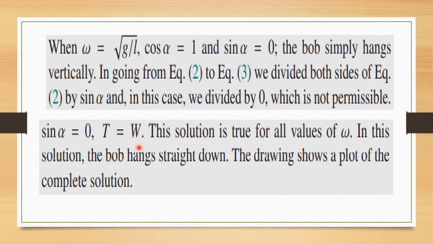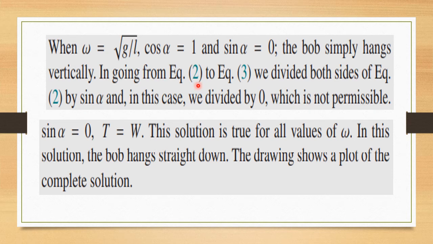So we have to analyze that equation more. When we substitute omega equal to root g by L, which is the angular frequency for a normal simple pendulum, you get cos alpha equal to 1 and sin alpha equal to 0. That means alpha is equal to 0. The bob is simply hanging vertically. There is no oscillation or motion for the bob in this condition.